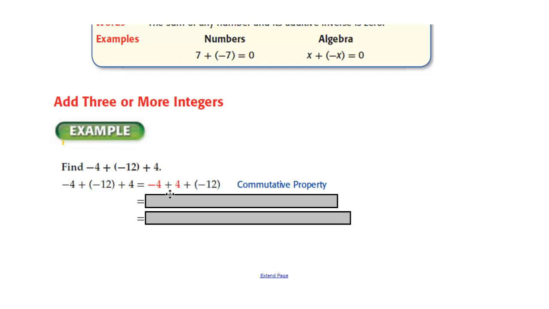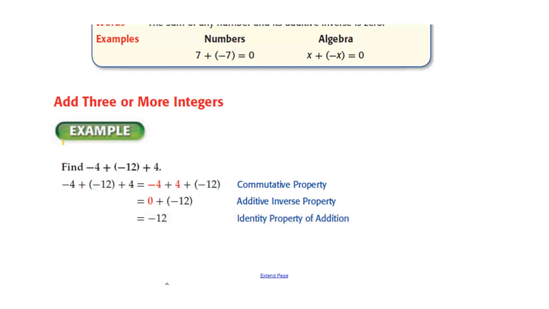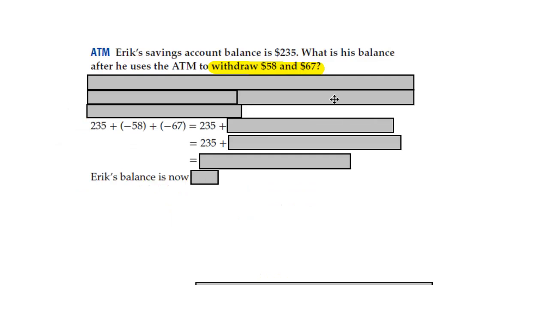Well, -4 and +4 from our additive inverse property, those add to 0. And then we can add the -12. Well, 0 plus a -12 is -12. Okay? So use that to your advantage to make the math a little bit easier.